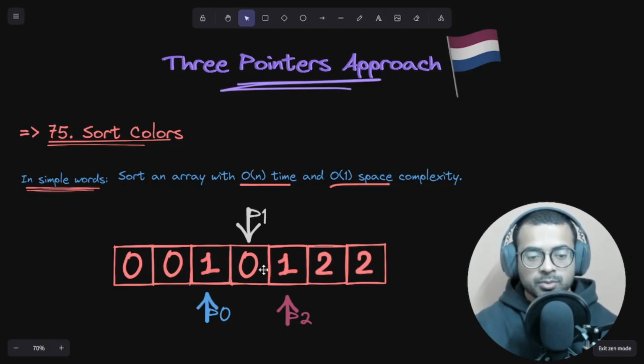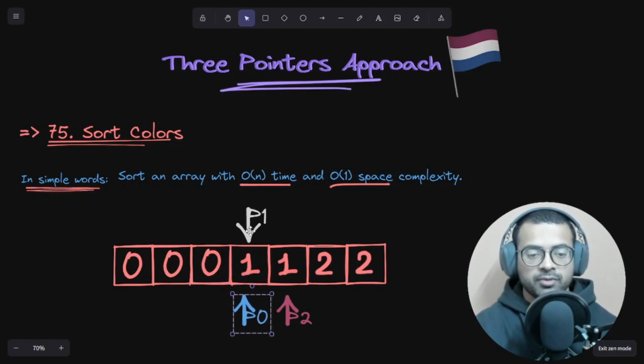Now P1 is pointing towards 0. Here is the case that P1 is pointing towards 0, so we will swap the element that P1 is pointing towards with the element that P0 is pointing towards, which is that one. So we will bring 0 here, bring 1 here, and put 0 here. Okay, and P0 will move one step forward and P1 will move one step forward.